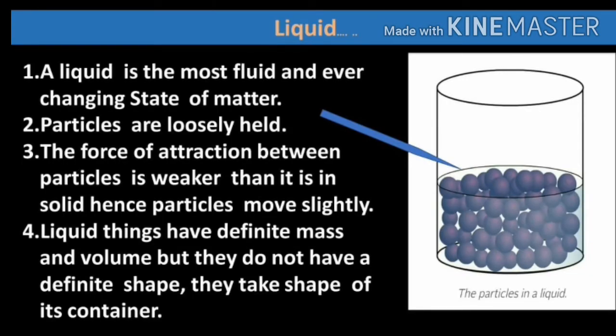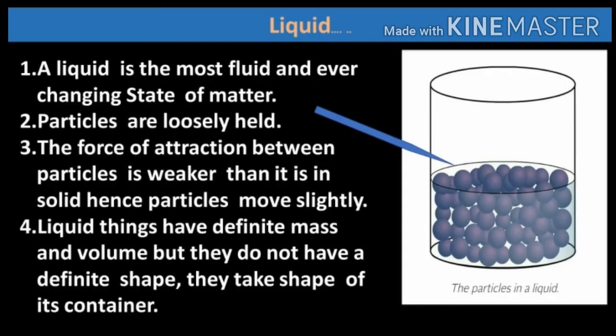Now, the next state of matter is liquid. A liquid is the most fluid. Fluid means flowing substance. So, a liquid is the most fluid and ever-changing state of matter. Means it can take the shape of its container, and the particles are loosely held. You can see in the picture also, particles are loosely packed.